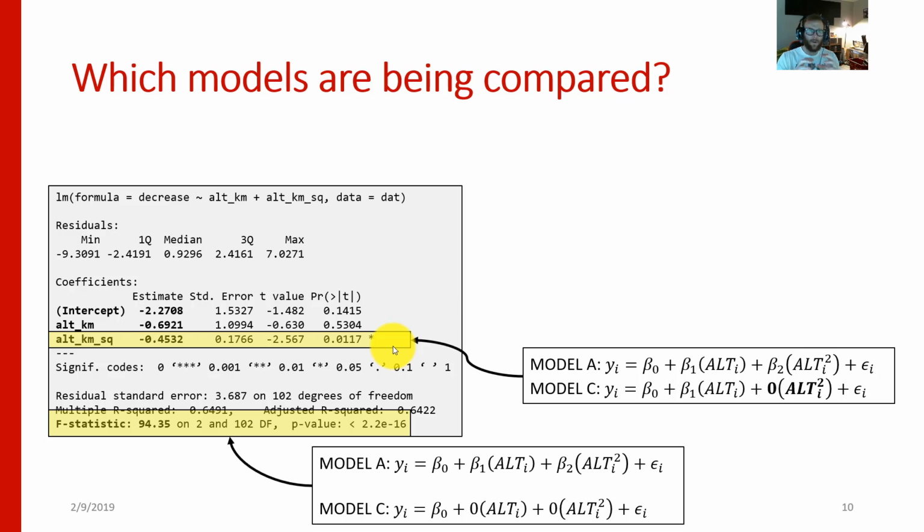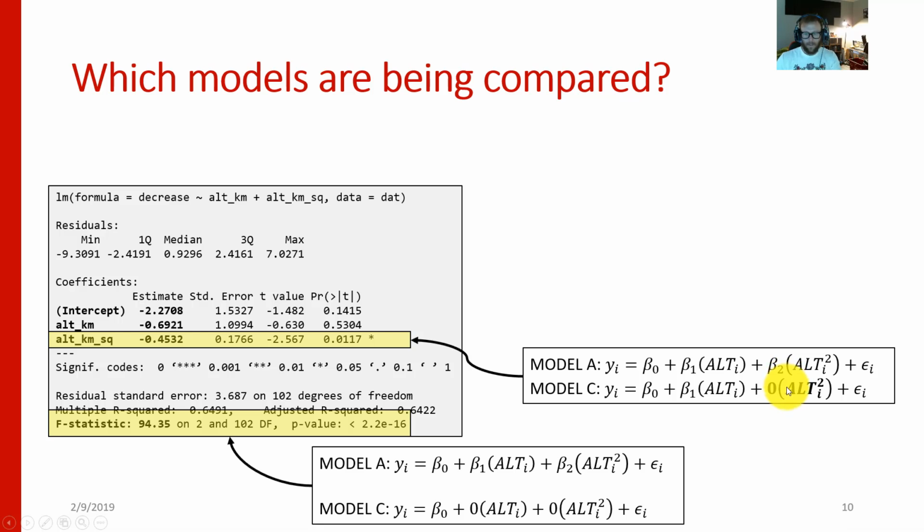And it's also important to remember that these are controlling for the other values, right, that we see. So here we're looking at a model A, model C comparison where we have a model that has beta 1 times altitude and beta 2 times altitude squared being compared to a model C that controls for everything else but forces beta 2 to be zero. So it has a model that has everything in it compared to a model that has everything except altitude squared in it.